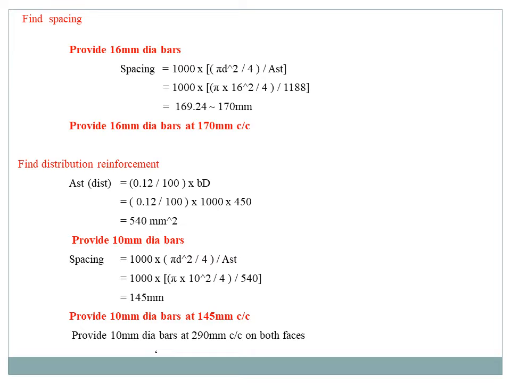Then provide 10 mm diabars. Again you need to find the spacing for the minimum distribution reinforcement. So spacing is the same formula as for the main reinforcement. Apply the diameter value 10 mm, then the AST value. So you get 145 mm. So provide 10 mm diabars at 145 mm center to center distance. Sometimes we can find it for both faces also, you can write it. So provide 10 mm diabars at 290 mm center to center distance on both faces.